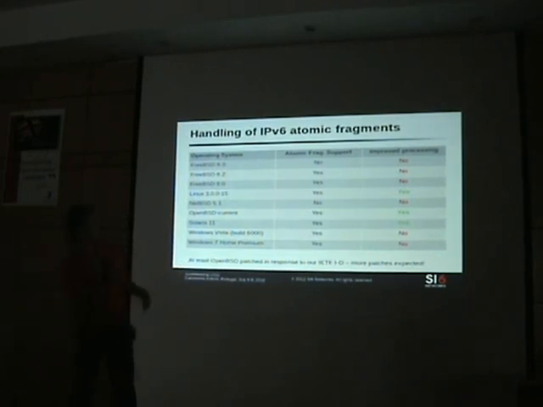If you look at other implementations, let's say, for example, Linux, Solaris, and OpenBSD Current, they implemented this improved processing. So when they handle atomic fragments, they don't mix those packets with existing fragmented traffic. Again, a nice thing about working on this was that different operating systems reacted very quickly. So for example, OpenBSD, I think they patched this in a couple of weeks, which was of course nice.